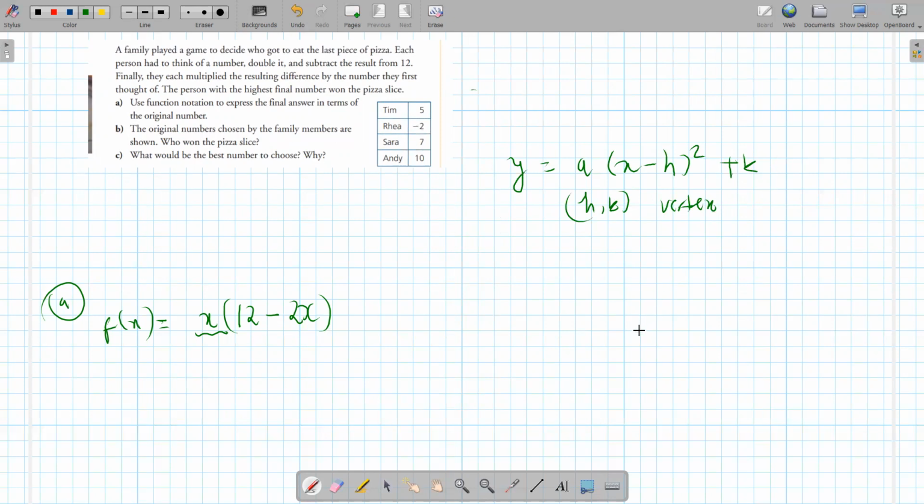So basically what we have to do is turn this equation, right now it's in the factored form, into the vertex form to see what value of x gives the highest result. Now there's a bunch of ways to do that. I think the easiest one is this. First, we will find the two x-intercepts.